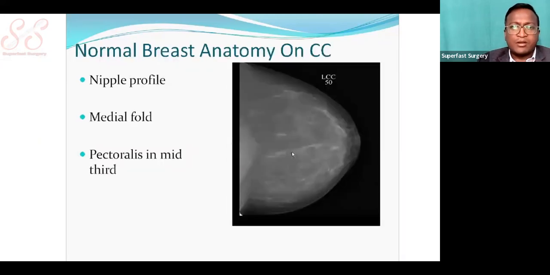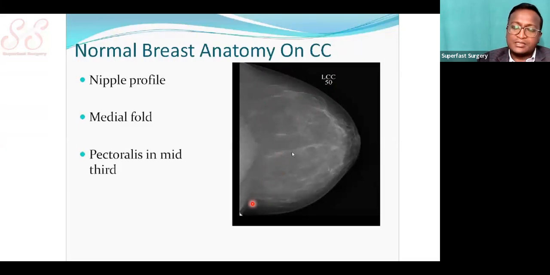Similarly, in case of craniocaudal view also, we need to see the pectoralis major muscle. It should be in the profile, especially the middle third. The medial fold, this is basically the medial fold. So one thing I would like to highlight here, that in the craniocaudal view, the side where there is this marker is the lateral aspect. So this is the outer aspect. So if the lump is in this area, it will be known as a lump in the outer region.